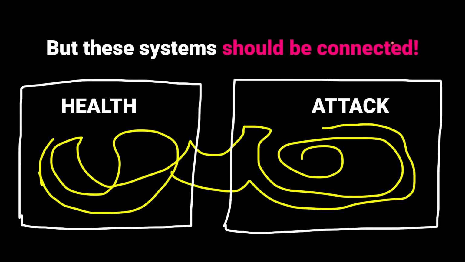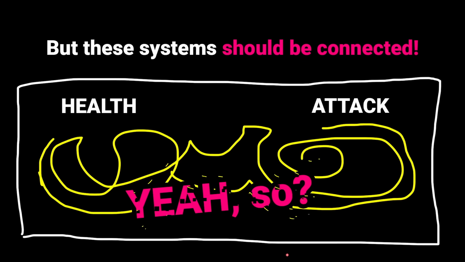But what if there are some systems that should be connected? For example, the health system and the attack system, and you're like, I don't know how to separate the two. What the hell? They need to reference each other. Yeah, so what? Just make it one system. So some systems should just be one system. That is indeed correct. For example, health and attack system is a very good example. These should usually just go together. They should be one system.